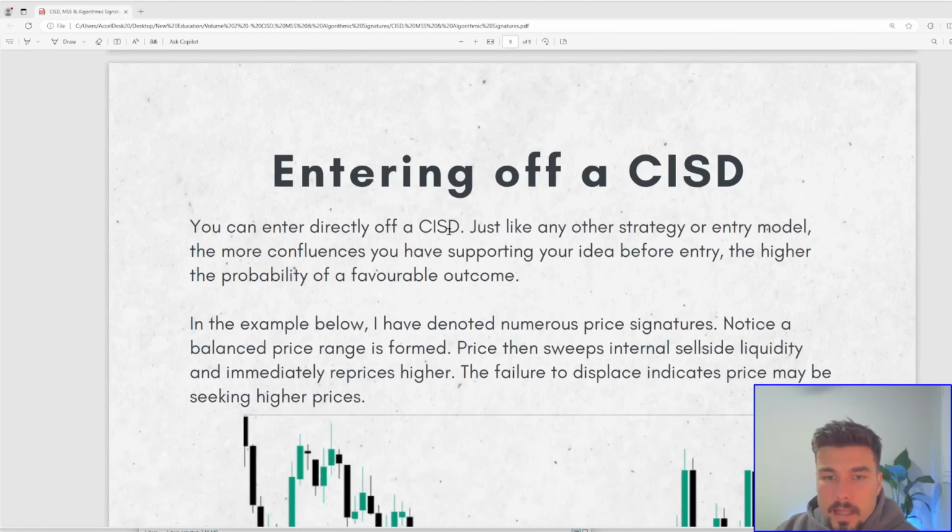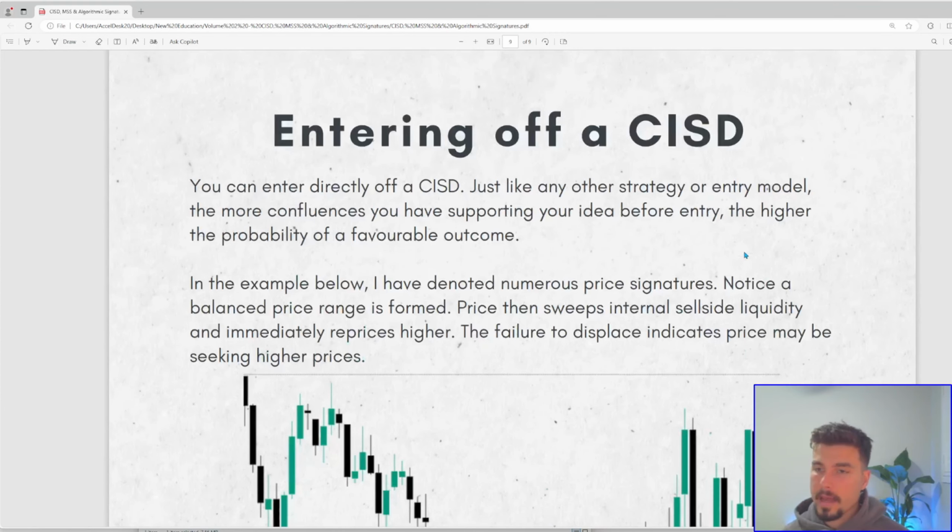And again, lastly, to talk about entering off a change in the state of delivery, I wanted to talk about how you can enter off one. What is a high probability CISD? How you can pair the concepts with this? How I personally might enter off a CISD and what I need to see to actually execute off that.